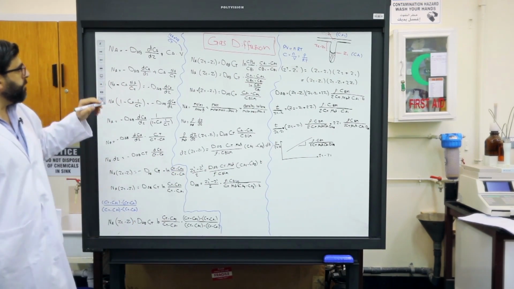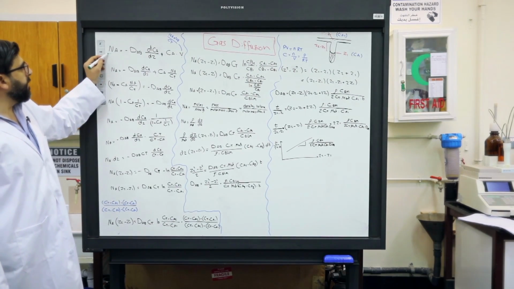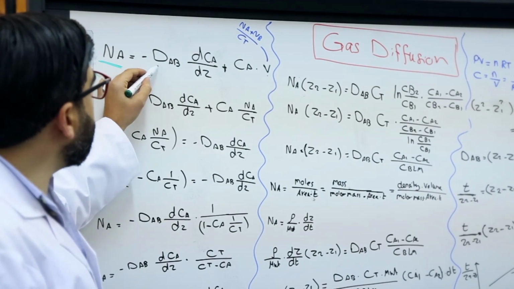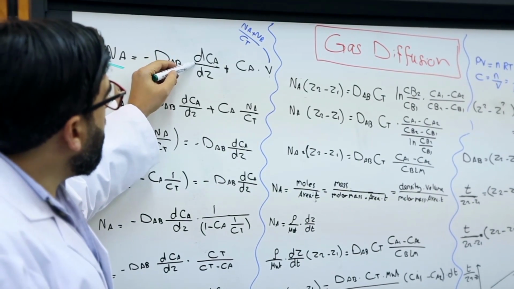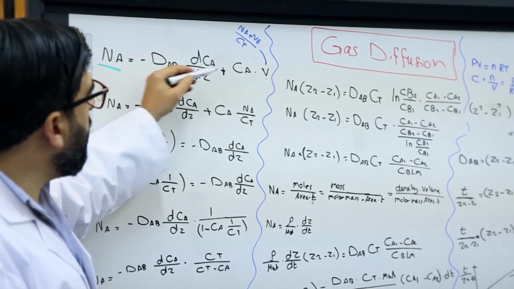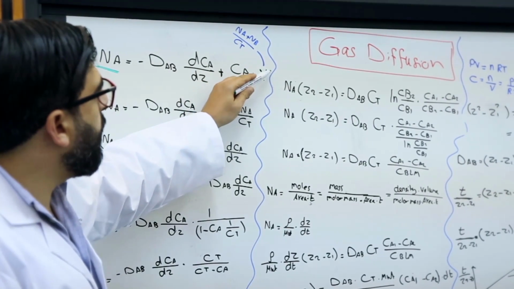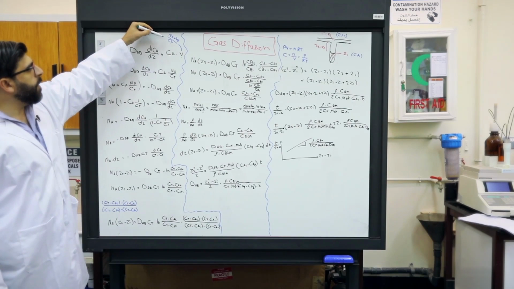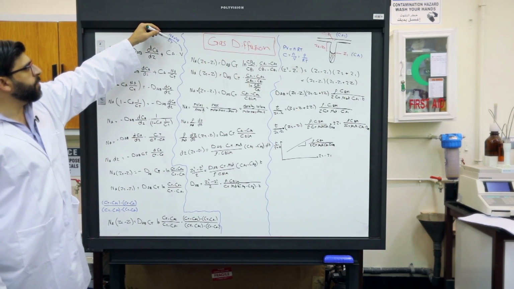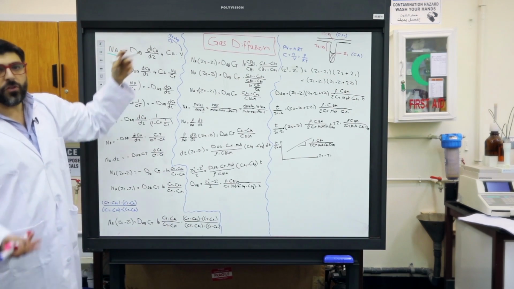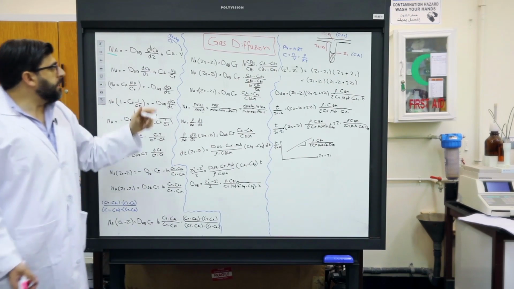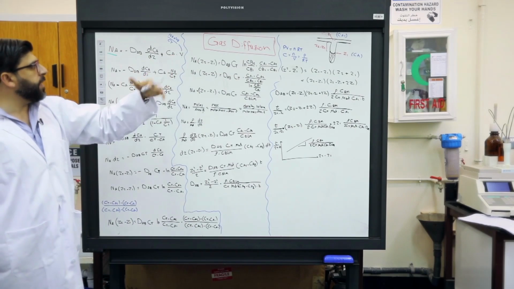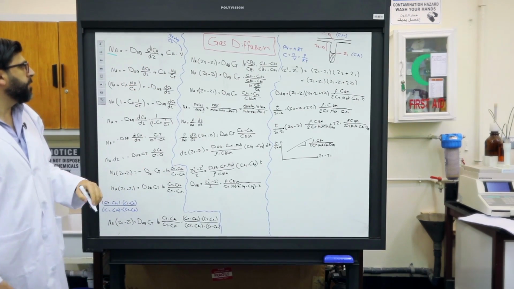Now, as you know, the flux of A, N_A, equals minus D_AB times the differential of C_A over dz, plus C_A times V, and V is the average molar velocity, which equals the flux of A plus the flux of B over the total concentration, if you have both component A and component B in your system.